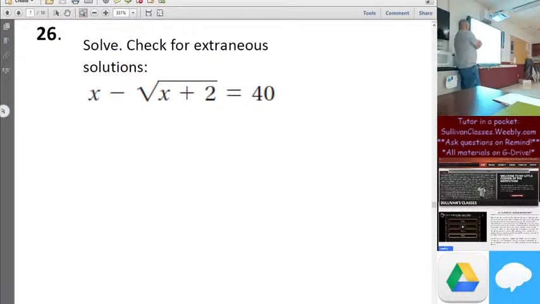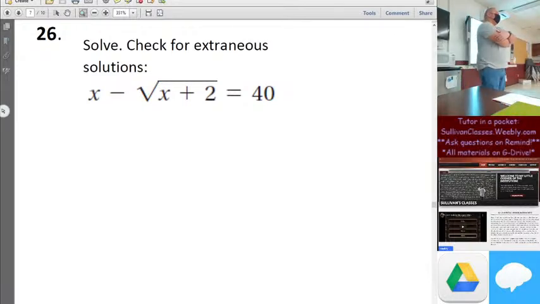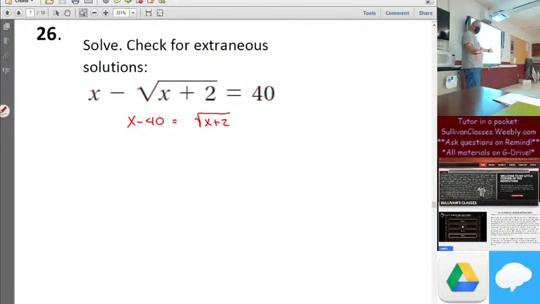Solve it and check for extraneous solutions. Well, get the x over, square root, maybe square the other side, bang, bang, you got the answer. No, not quite. But isolate the radical. I'm actually going to move this one over just so I have everything positive. Call it x minus 40 is the square root of x plus 2. Just so everything's positive. Okay?